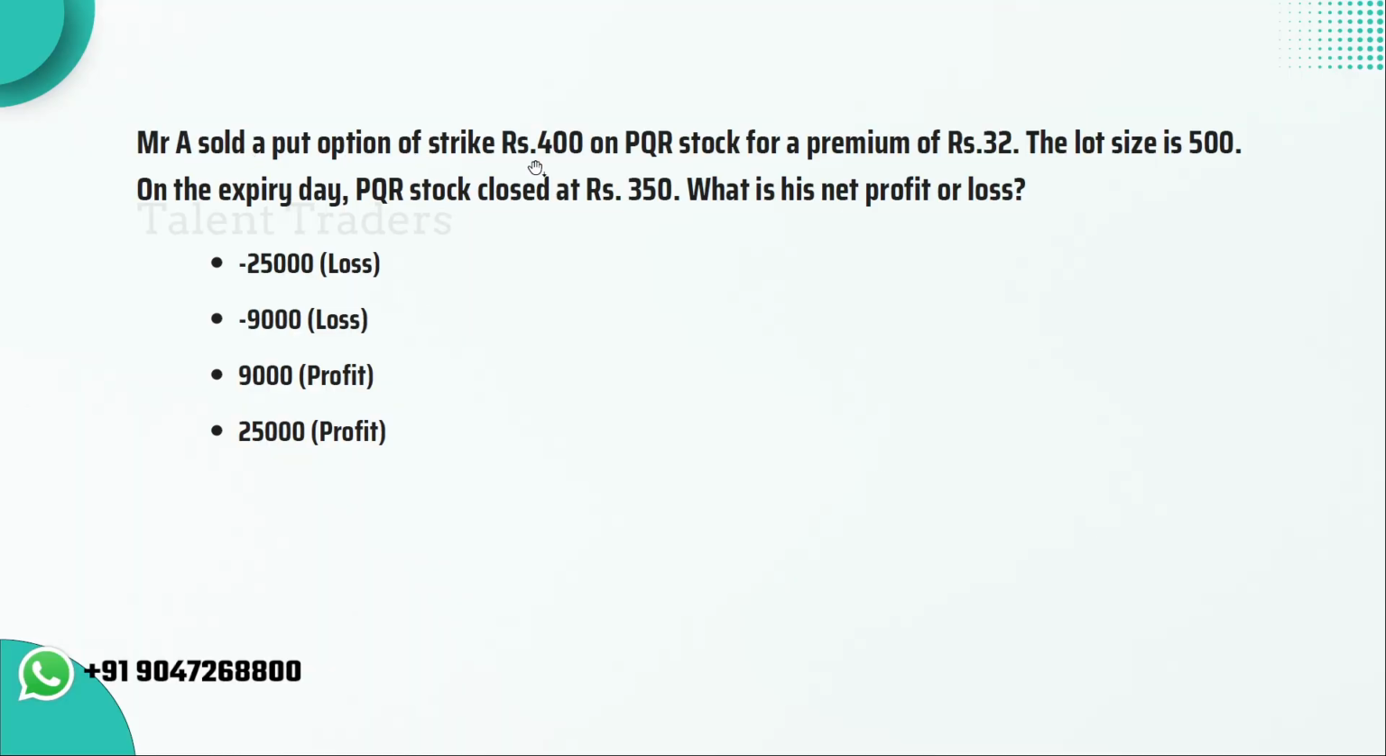Mr. A sold a put option at strike 400, premium of 32, lot size is 500, and expiry PQR. What is the net profit? This is difficult, but very easy if you understood. First of all, he sold a 400 put option at 32 rupees. So we want to calculate when he bought, but here the buying price is not given. Instead, the closing price is given. So the strike is 400 and the closing price is 350.